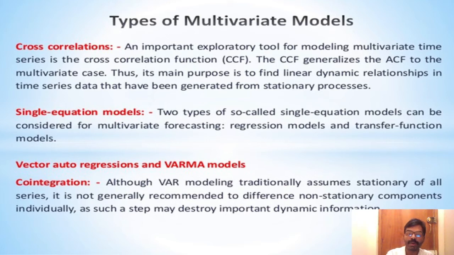Thus, its main purpose is to find the linear dynamic relationship in time series data that have been generated from a stationary process. Followed by this, the single equation model. Two types of so-called single equation models can be considered for multivariate forecasting, that is regression models and transfer function models. Followed by this, vector autoregressions and VARMA models, we call.